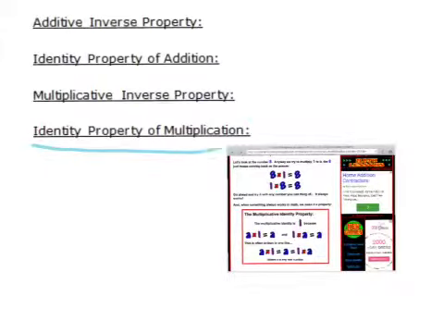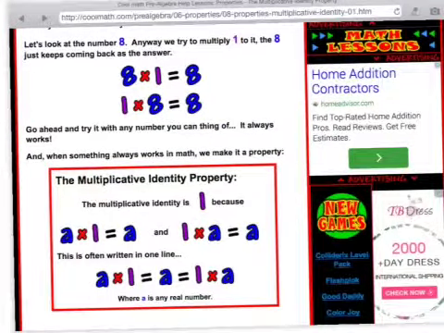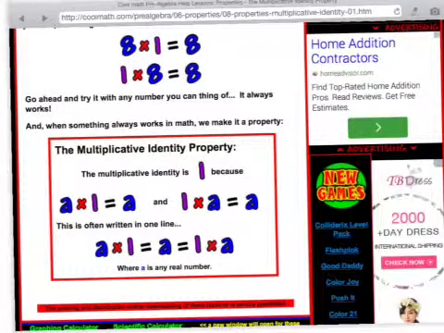And finally, for our identity property of multiplication, we can go ahead and look at our browser, and we can see that our multiplicative identity shows that any number, when it's multiplied by 1, equals itself. Okay, so there's your multiplicative identity property spelled out.